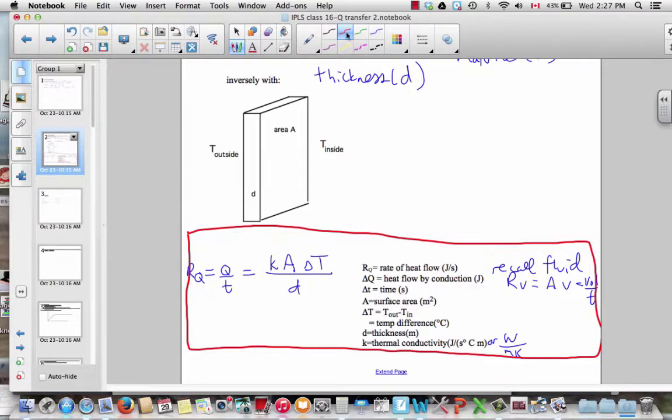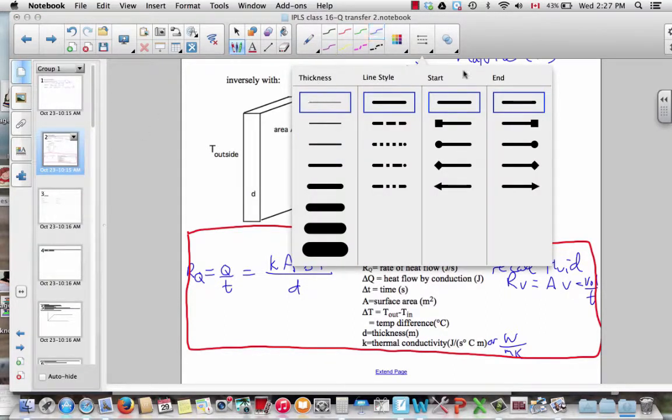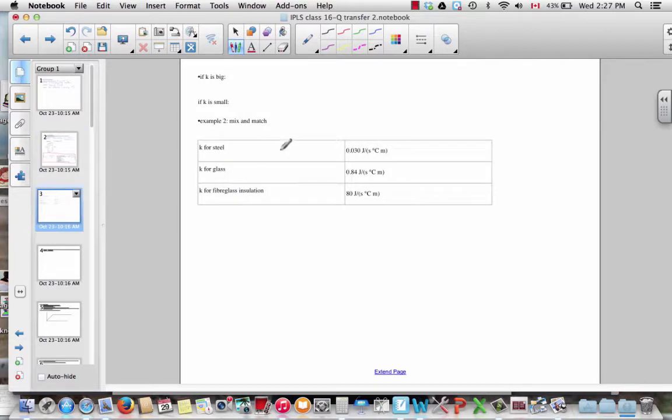Now let's talk a little bit about the thermal conductivity K. So if K is big, that's a good conductor. So what's an example of a good conductor of thermal energy? Well, that would be something metallic. That's why we make pots out of metal. If K is small, then we're dealing with something that's an insulator. That may be, say, like a piece of foam, or body fat is a good insulator. So we can mix and match here.